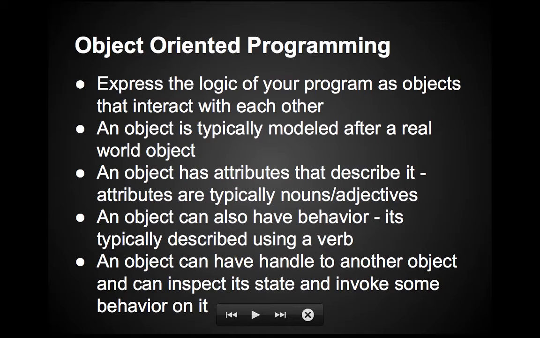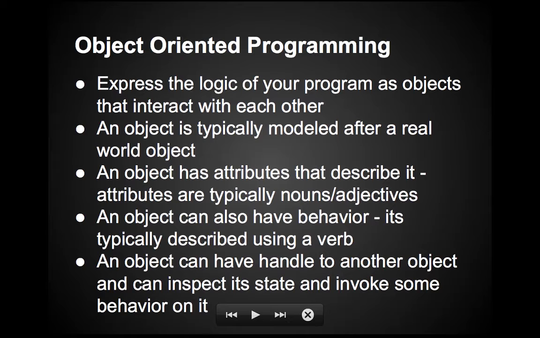For example, we can say turn on a fan, turn off a fan. This is the behavior that a fan object exhibits: it can be turned on, it can be turned off, and turn is a verb. You can increase the speed of the fan, you can decrease the speed of the fan. Again, increase, decrease is a verb. So an object has a state, and it can also have some behavior that it can exhibit.